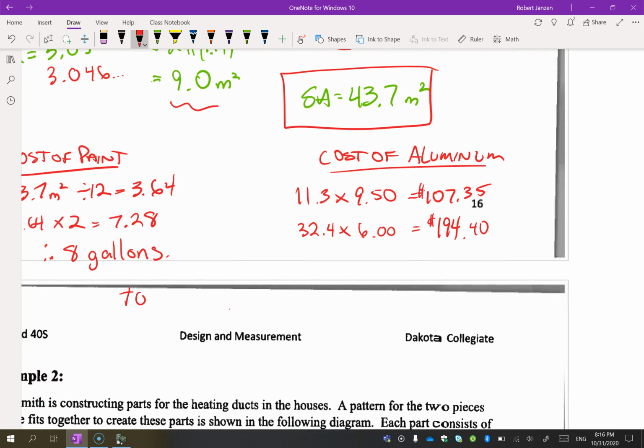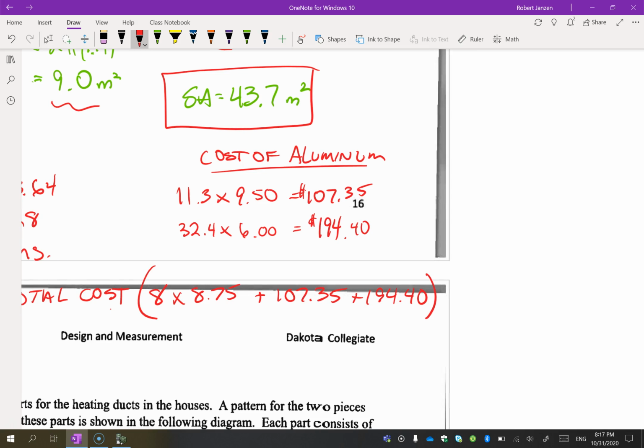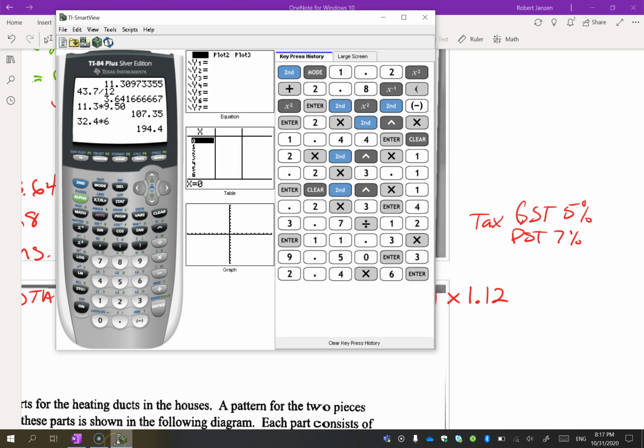So now let's do total cost. We've got 8 gallons times $8.75 plus 103 plus 194, and we're going to multiply that all by how much tax you pay. Now tax now is GST is 5% and PST is 7%. So we're going to go 12%. So we're going to multiply by 1.12. Okay? Because we want the original plus the tax.